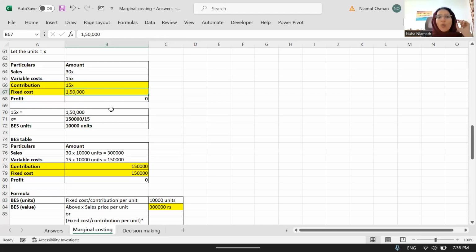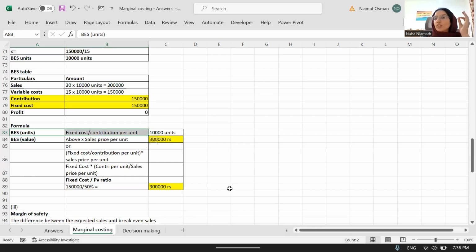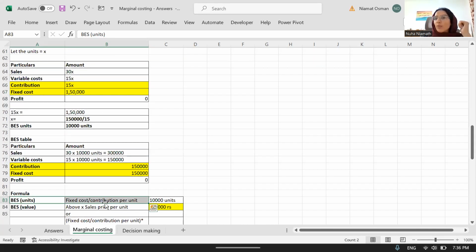Now, what we understand is that if I take X as the number of units I have to sell, then it becomes 15X, that's the number of units to be sold, should be equal to 1,50,000. So when I do 15X is equal to 1,50,000, I get X is equal to 1,50,000 divided by 15. 1,50,000 is nothing but my fixed cost, and 15 is nothing but my contribution per unit. So that brings me to the formula that break-even sales is fixed cost divided by contribution per unit. So from this table, we have derived this formula.